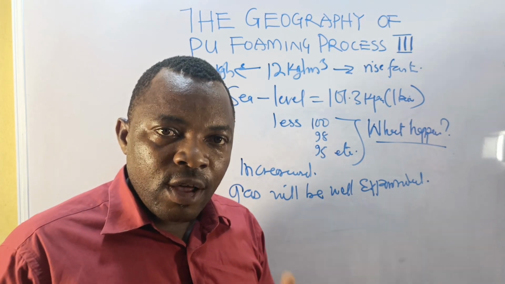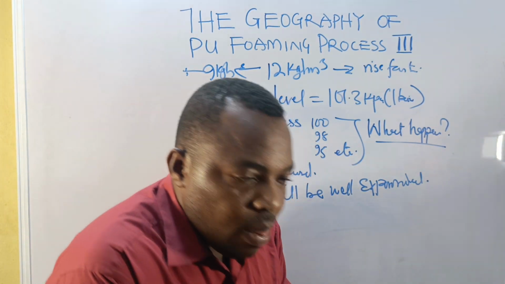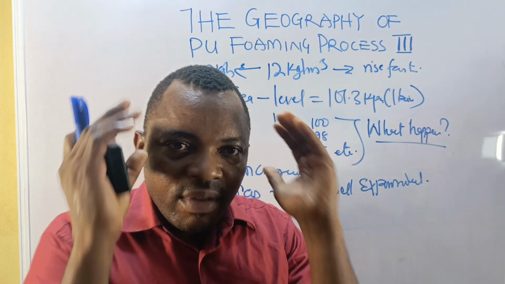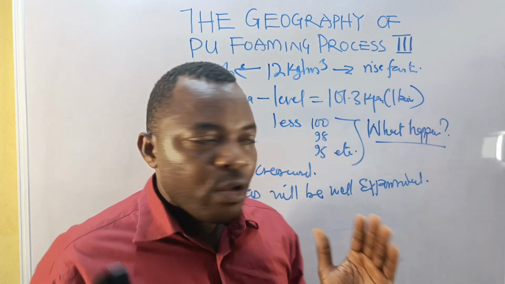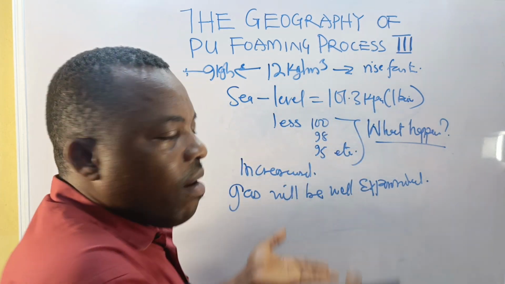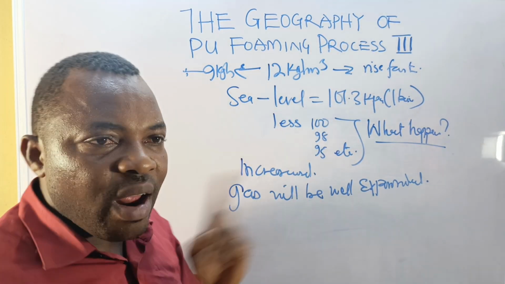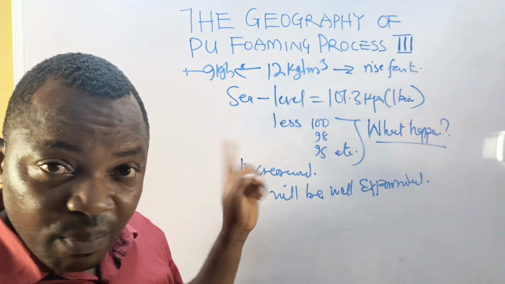You understand? You do not change any formulation. You calibrate your plant, but you fix it. You have in mind that you want to produce 12 density, for example. You may not end up having a 12 density because of the change in this value. So this value is very, very important, if you don't know it today.